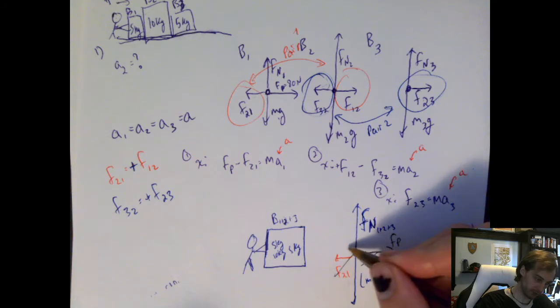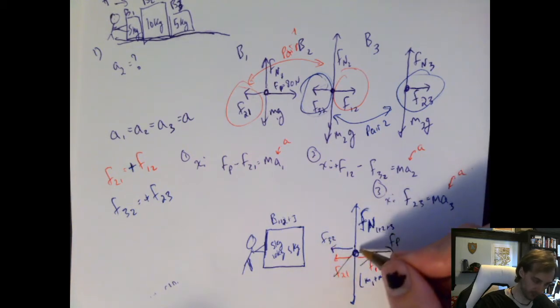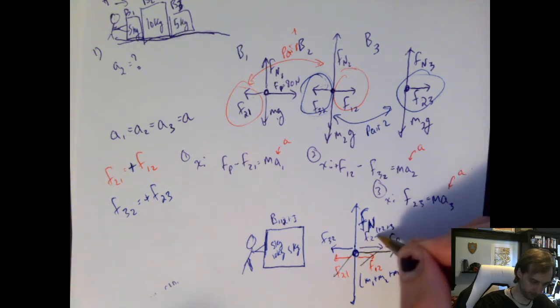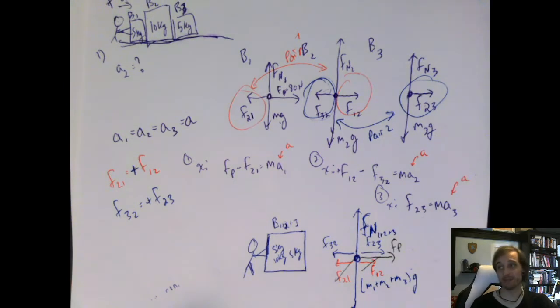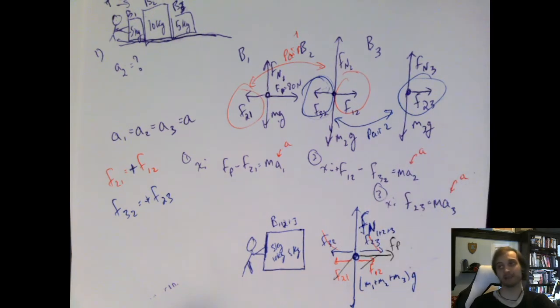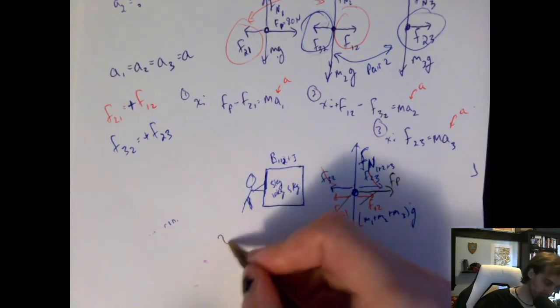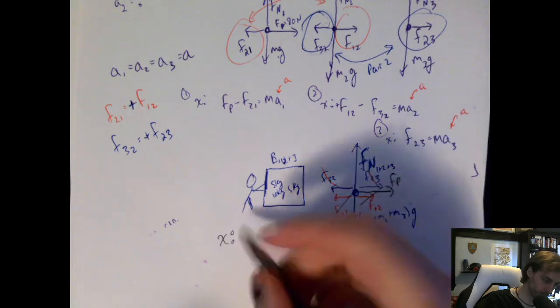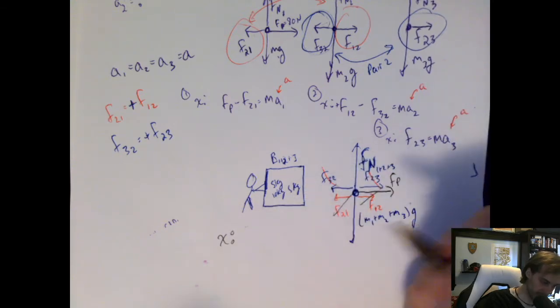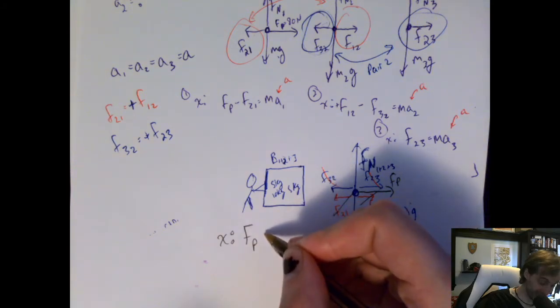If we look at F3.2 and F2.3, same thing. Newton's third law pair, and they cancel, so I don't have to care about them. So when I'm setting up my equation in the x direction, the only thing I'm left with is that my net force in the x direction is the force from the person, and that's it.